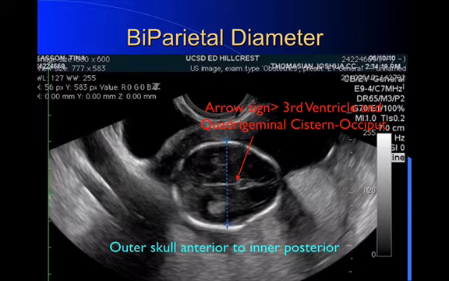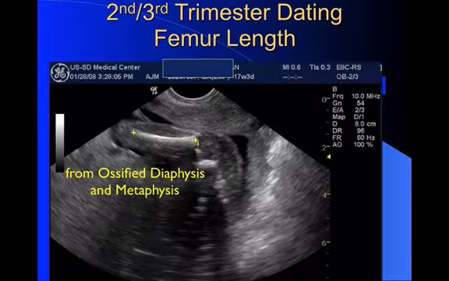Here's an example of the biparietal diameter, and we're looking for this arrow sign, which is the coming together of the third ventricle and the quadrigeminal cistern at the level of the occiput, and then we look for the paired lakes of the thalami. We're going to measure from the outer skull anterior to the inner skull posterior. This is an example of a measurement of the femur length, and you're going to measure from the ossified diaphysis and metaphysis.